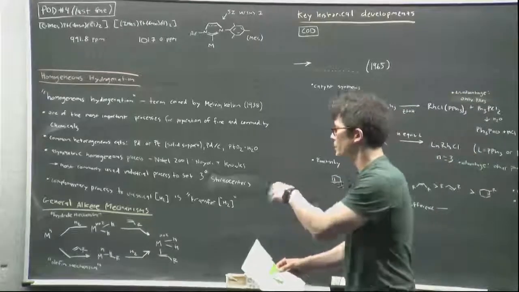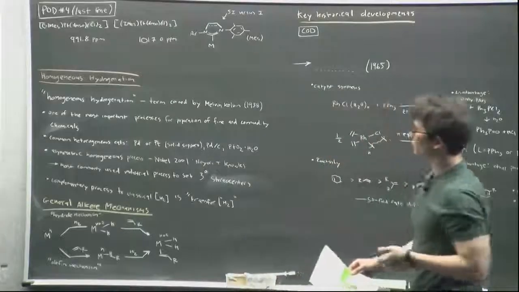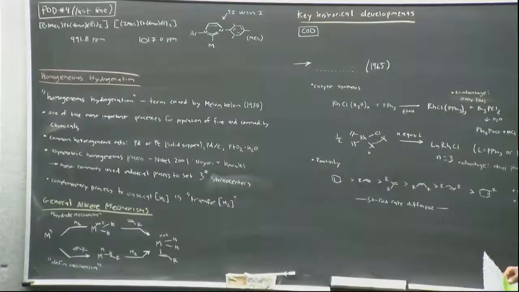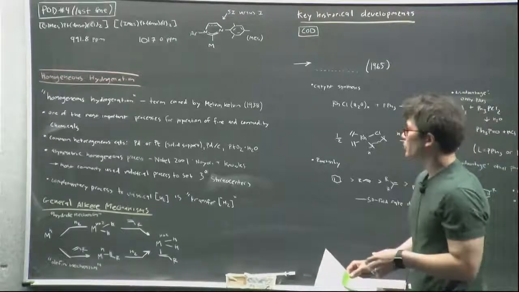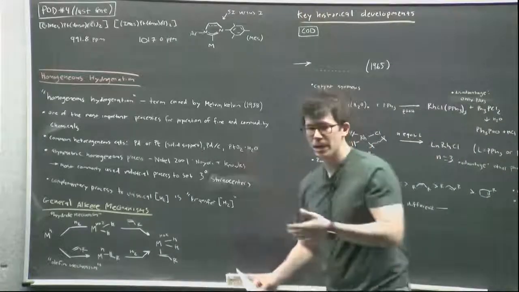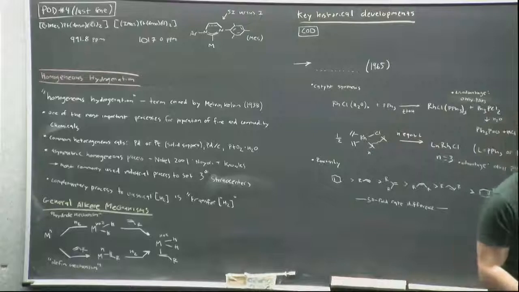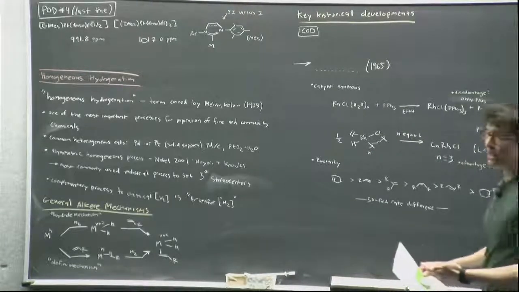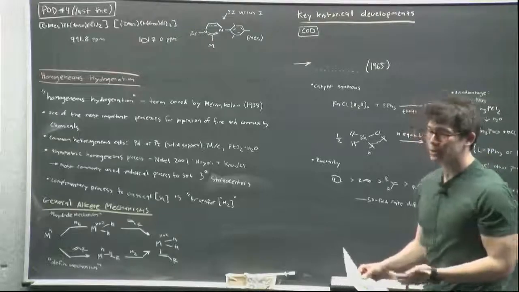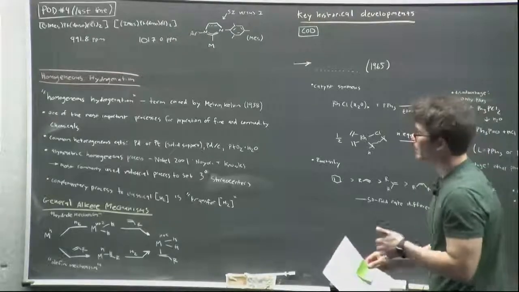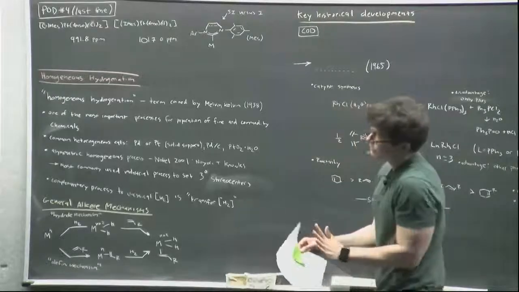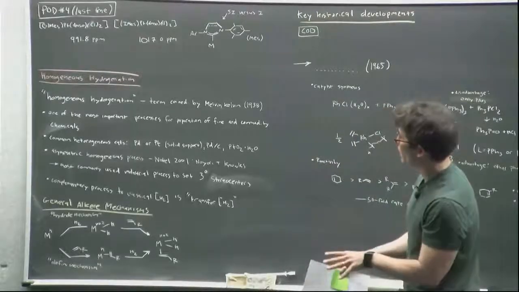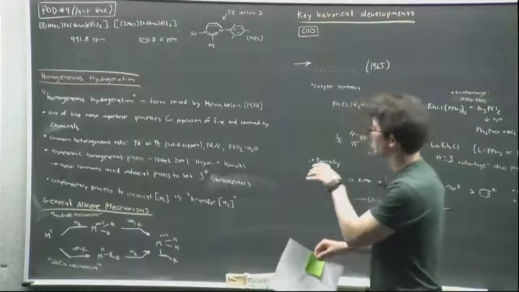The first use of the term homogeneous hydrogenation was from Nolan Kelvin in the early to mid-1900s. And so remember, historically at this time, there were essentially no known homogeneous catalysts that could compete with the efficiency of heterogeneous catalysis or biocatalysis. So still, the way to go in terms of reactivity, not even selectivity, just reactivity, TON and TOF, was heterogeneous catalysis.